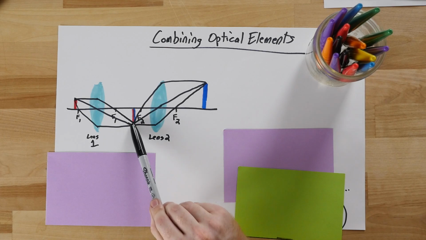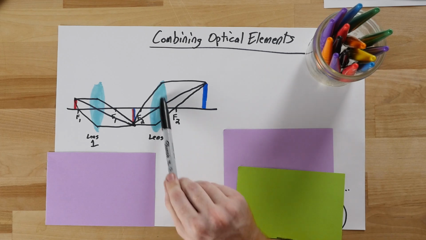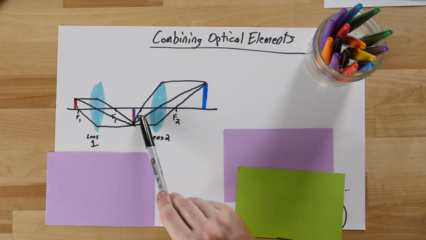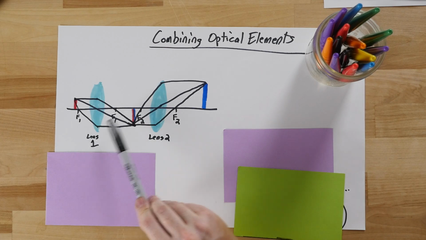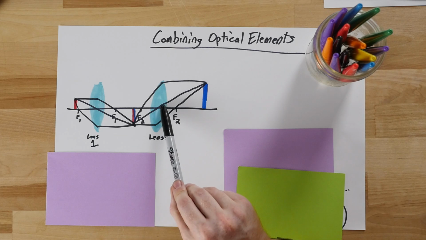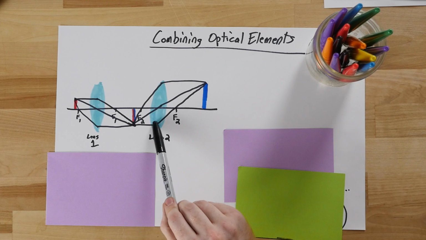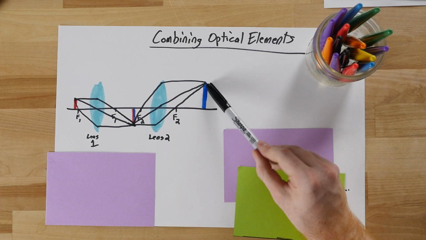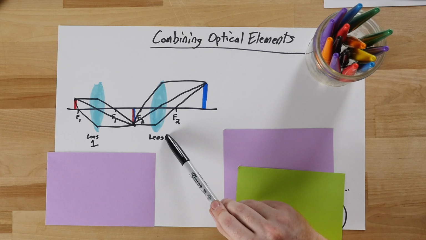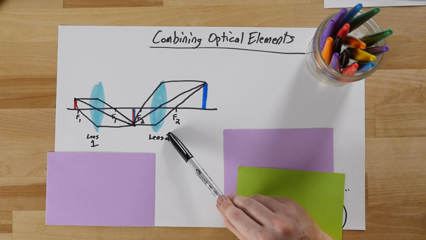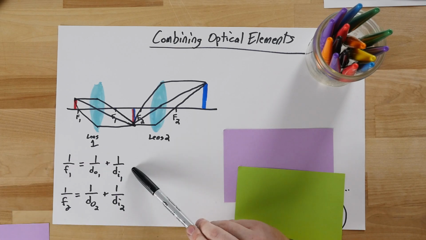Now that image will be used as an object for lens 2 too. So keeping with our convention, that blue image from lens 1 is now the red object for lens 2. Now I can again do a ray diagram and trace it out to find the final image created by lens 2.